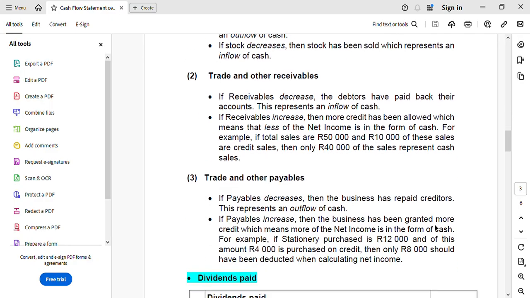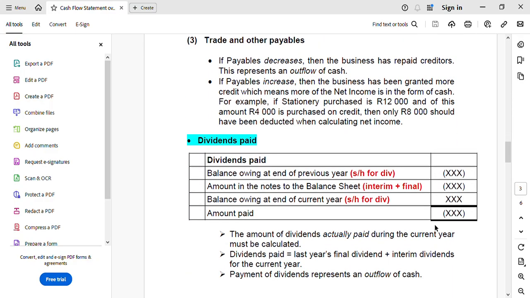Right, moving on now to dividends. When we're looking at dividends, we're trying to work out the dividends that we've actually paid. Now the first thing you have to pay is any dividend that you owed from last year. Remember, at the end of the year, dividends are declared, not paid. So you're going to look at the shareholders for dividends to see how much you owe the shareholders for last year. Because you're going to pay that amount this year, that will be an outflow of cash.